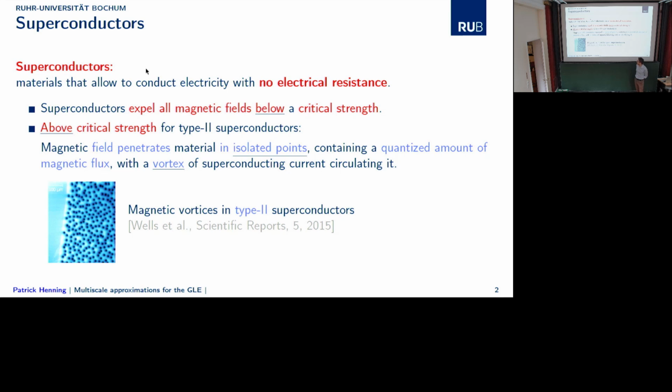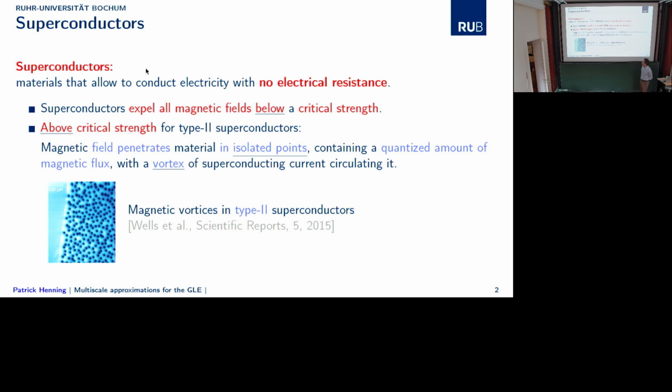And when the magnetic field exceeds that critical strength, it is actually possible that the field penetrates the superconductor in isolated points. These isolated points are vortices, and you have basically a current of superconducting charge carriers, superconducting electrons, circulating around these vortices. And this is how it looks in practice, visualized through something called SQUID microscopy, where you really see that these vortices appear in practice.